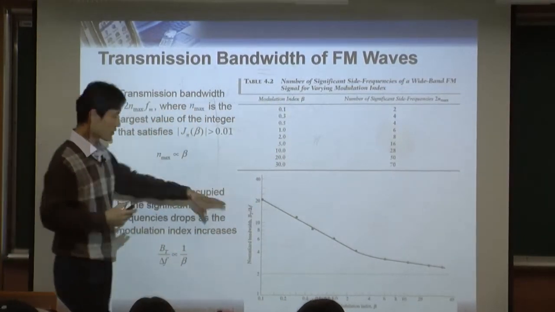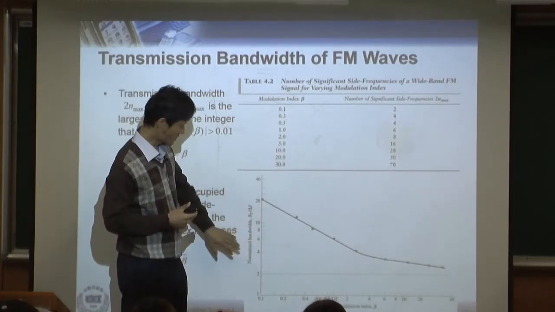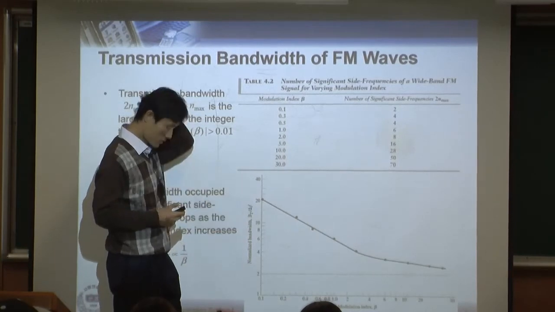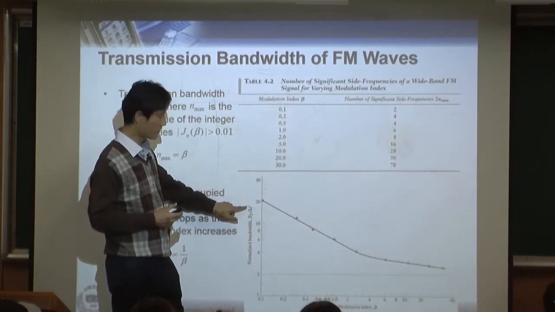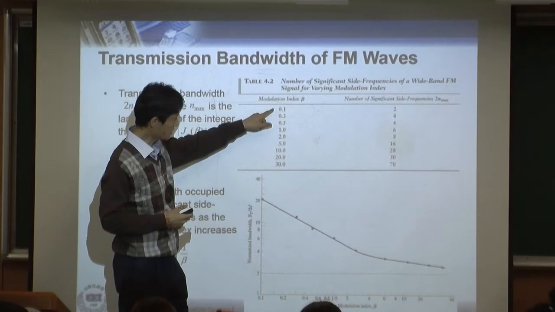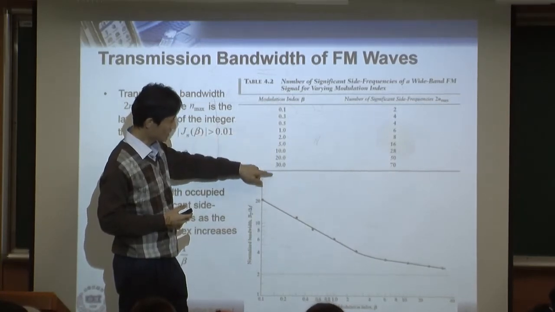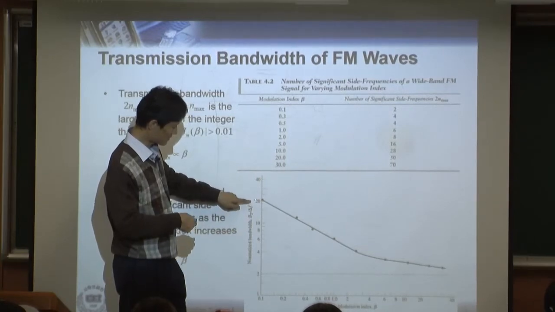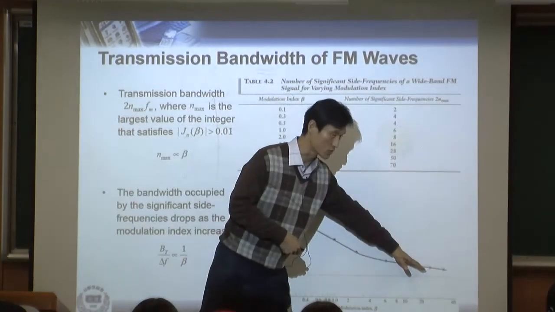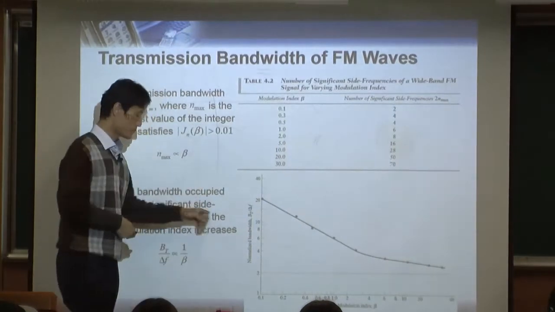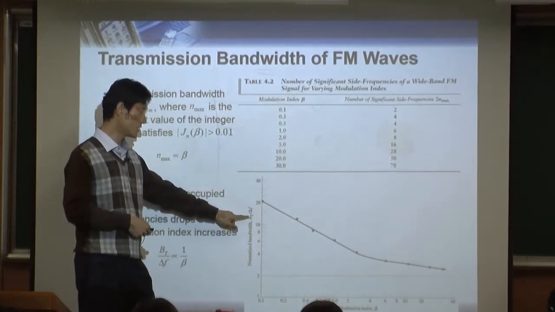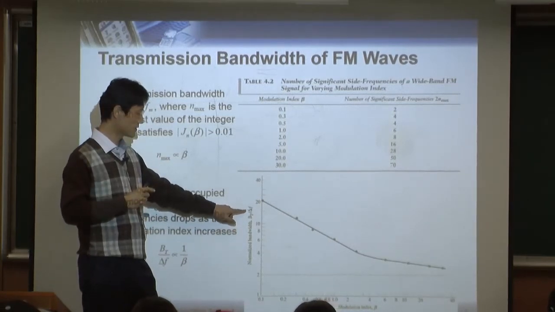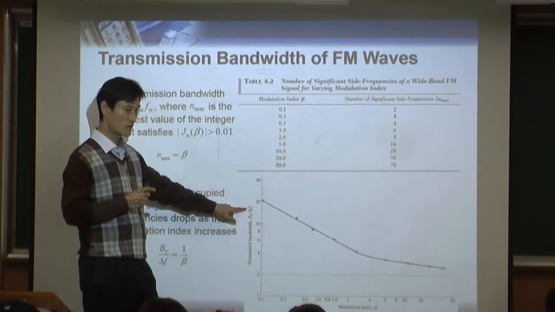The same thing you can draw in the figure like this. This one tells you the normalized bandwidth, BT divided by delta f. But eventually, if your modulation index is getting large, your normalized bandwidth approaches 2. Why is that? Because BT is approaching 2 times delta f.